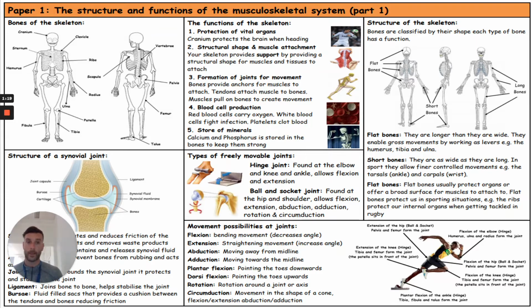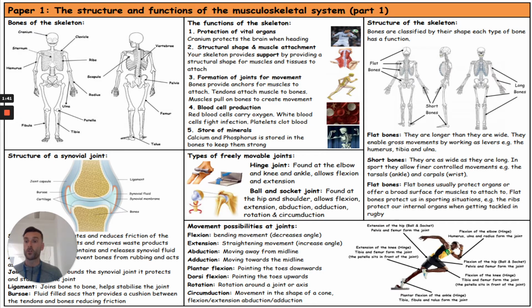The structure of the skeleton. So we have some key bones. You can see a mistake here already: we've got flat bones twice. So first we'll look at flat bones. Flat bones provide protection. The best example is the cranium. They protect vital organs, also the rib cage. So when chesting a ball in football, the rib cage protects your heart, or the cranium protects the brain when heading a ball.